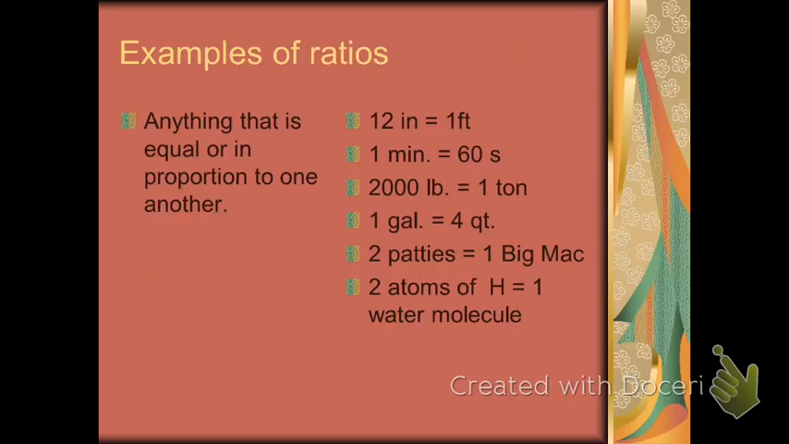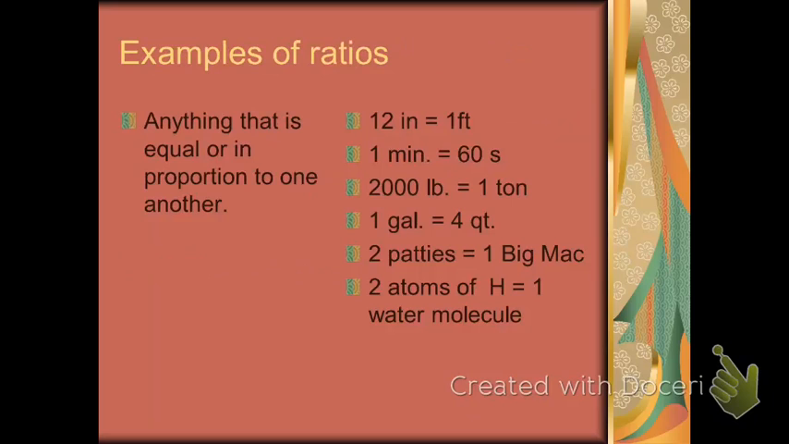And you know lots of ratios, and I have several listed here on the right. For instance, 12 inches is equal to a foot. 1 minute's equal to 60 seconds. 2,000 pounds is a ton. But you can also do other proportions. For instance, 2 patties is equal to 1 Big Mac. Not that they're the same, but that's the recipe on how you put that together.